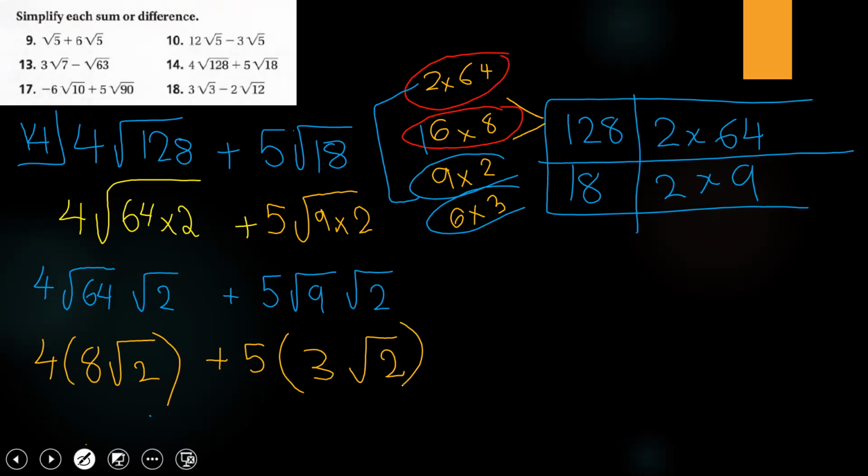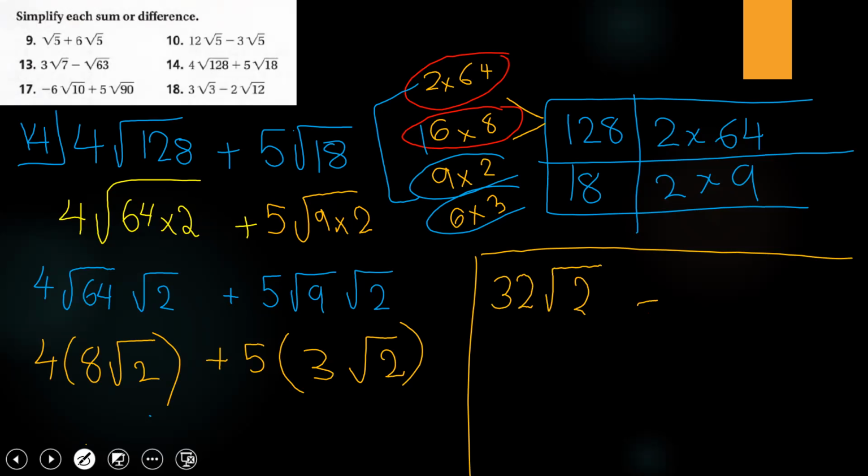Let's now continue here. 4 times 8 is 32. 32 square root of 2 plus 5 times 3 is 15. 15 square root of 2.